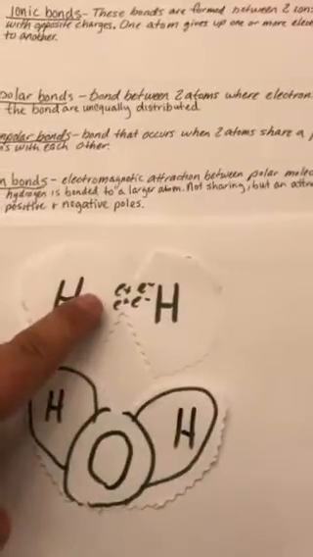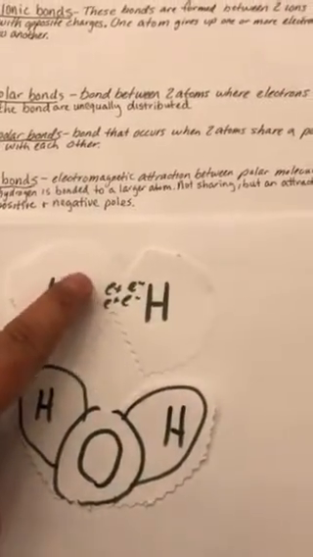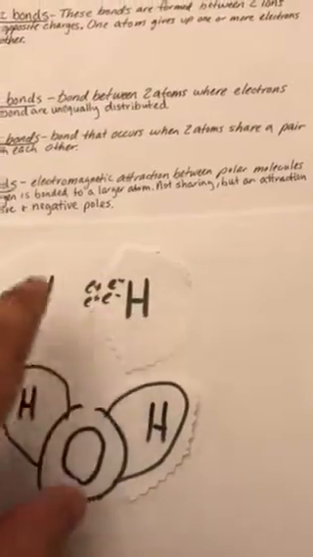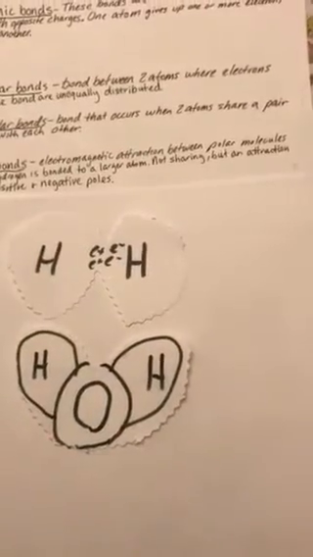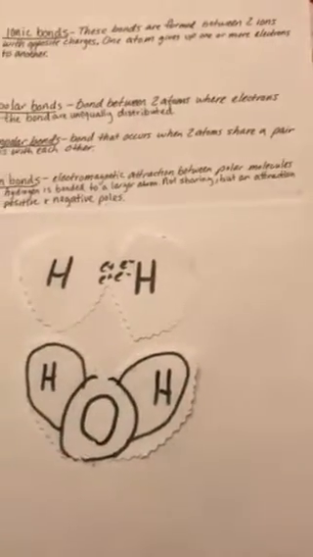So this hydrogen here is attracted to this hydrogen because the positive and negatives are attracted to each other. Same thing here with the water molecule. The hydrogens are a lot smaller compared to the oxygen, and they're attracted to the electronegativity of the oxygen molecule.